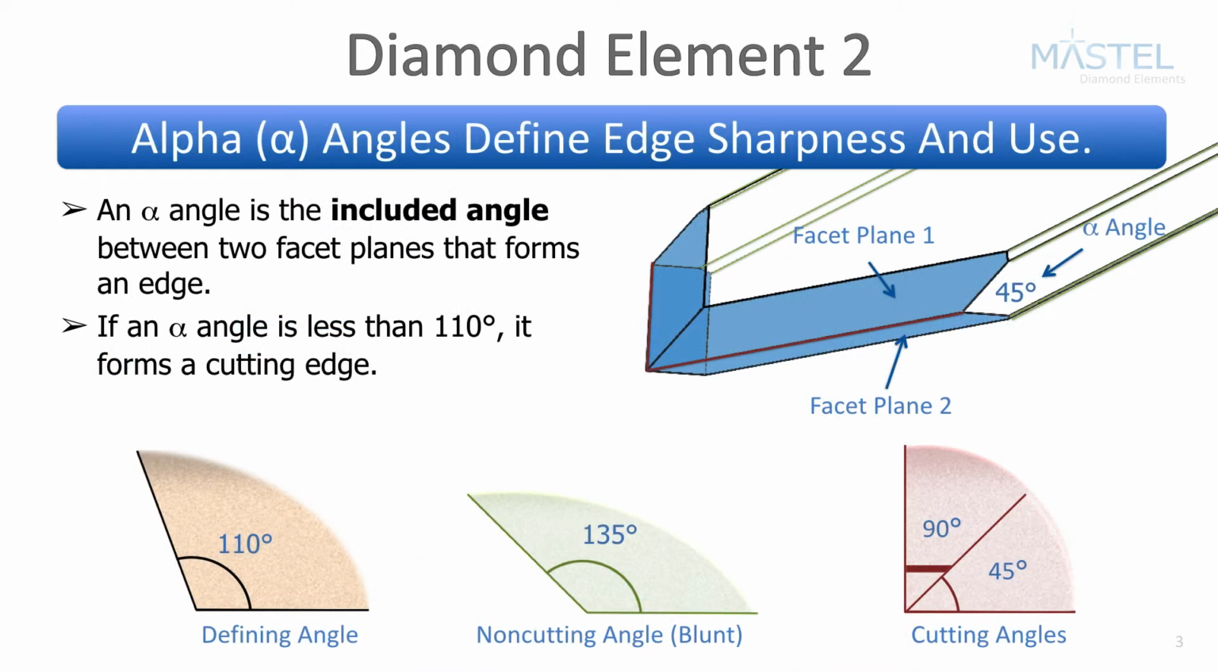In Element 2, we covered alpha angles. An alpha angle is the included angle between two facet planes. In the example shown in this slide, facet plane 1 meets facet plane 2 to form an edge with a 45-degree alpha angle. Knowing the measure of the alpha angle at any diamond edge helps in distinguishing whether the edge is cutting or blunt. Any angle less than or equal to 110 degrees is a cutting angle, and any angle greater than 110 degrees is blunt.